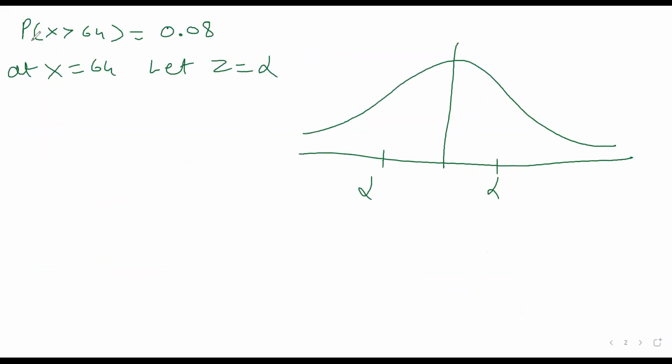Similarly here, area greater than z is equal to alpha should be 0.08. So definitely alpha should be here somewhere.